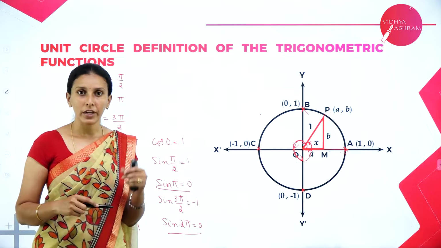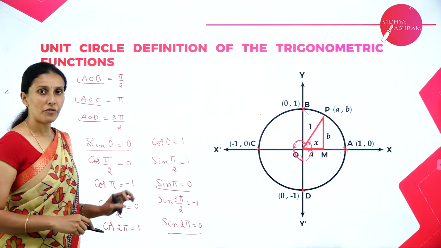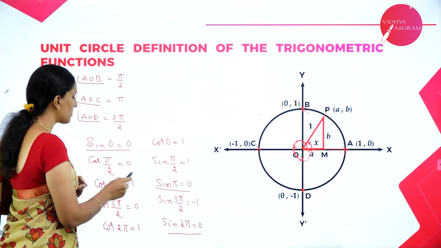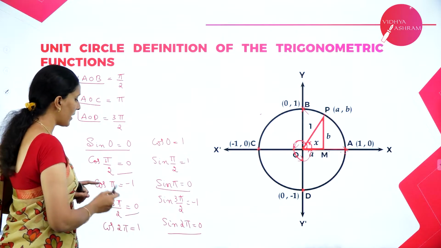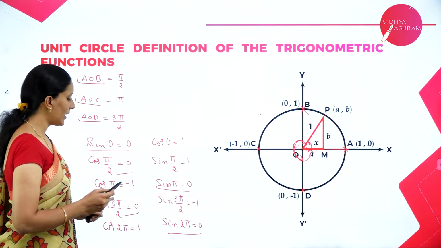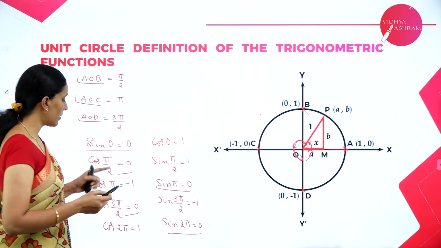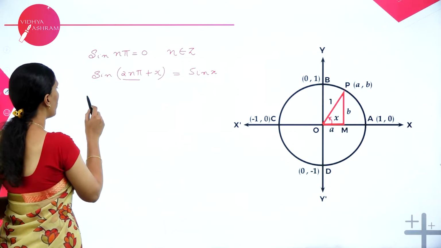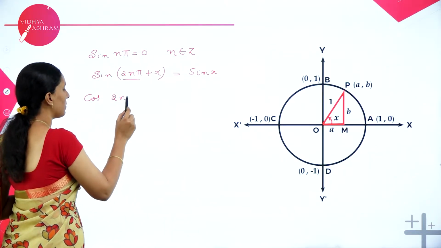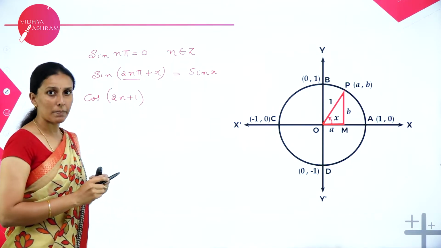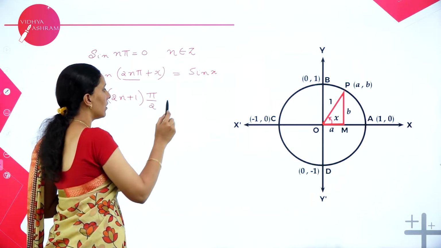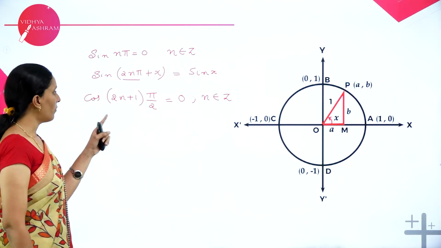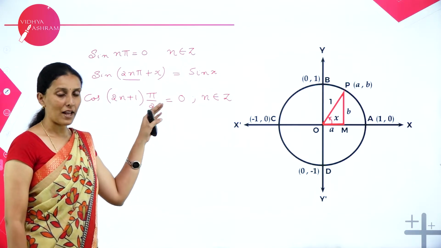As in the case of sine, we can also see cos is 0 for certain values. Clearly, cos pi by 2 is 0, cos 3 pi by 2 is 0. So for odd multiples of pi by 2, the cos function becomes 0. Therefore we can write cos of odd multiples, that is (2n plus 1) pi by 2, is 0 for all n belongs to Z. So for any odd multiple of pi by 2, the cos value is always 0.